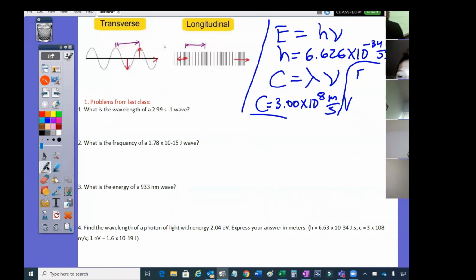Number 2. What's the frequency? That's a song by the group REM. What's the frequency, Kenneth? What is the frequency of a 1.78 times 10 to the minus 15 joule wave? Okay, joule, J, is a unit of energy.